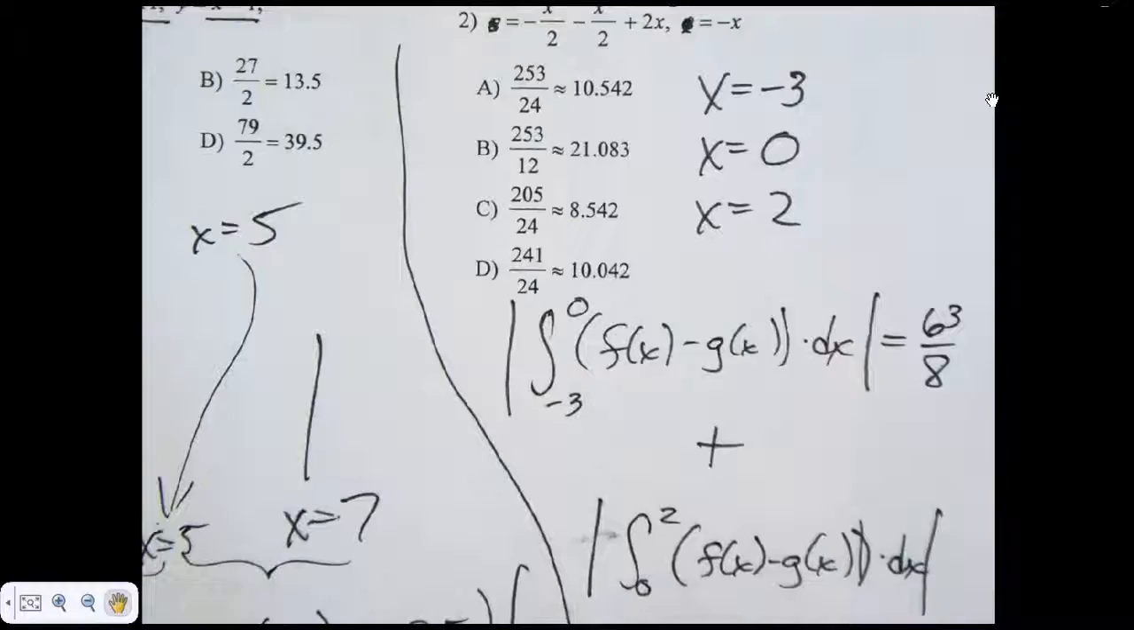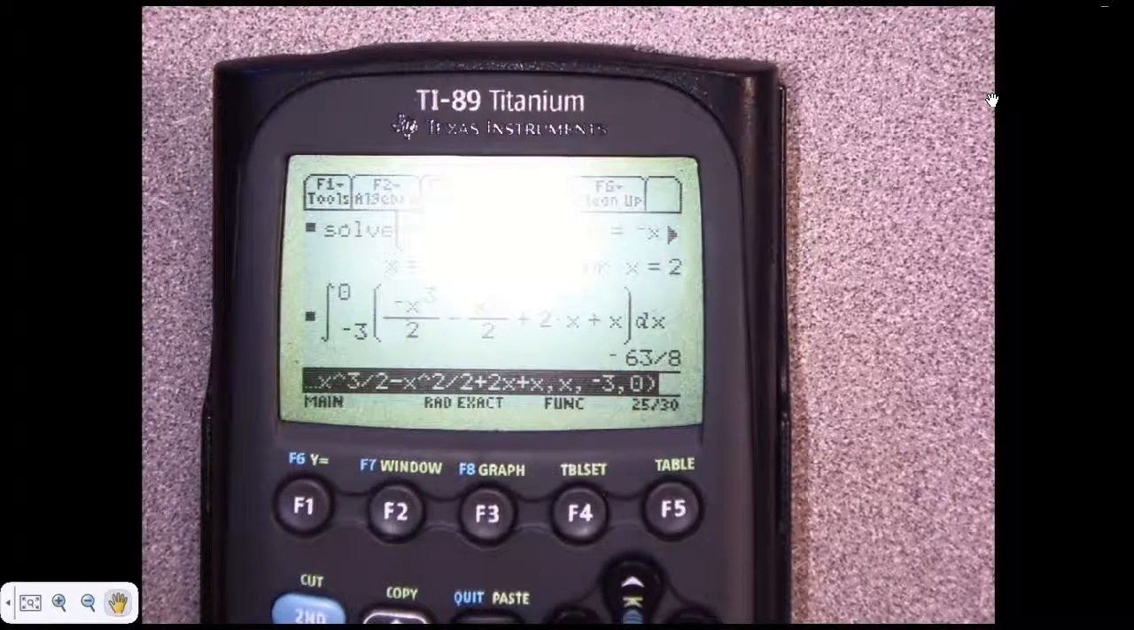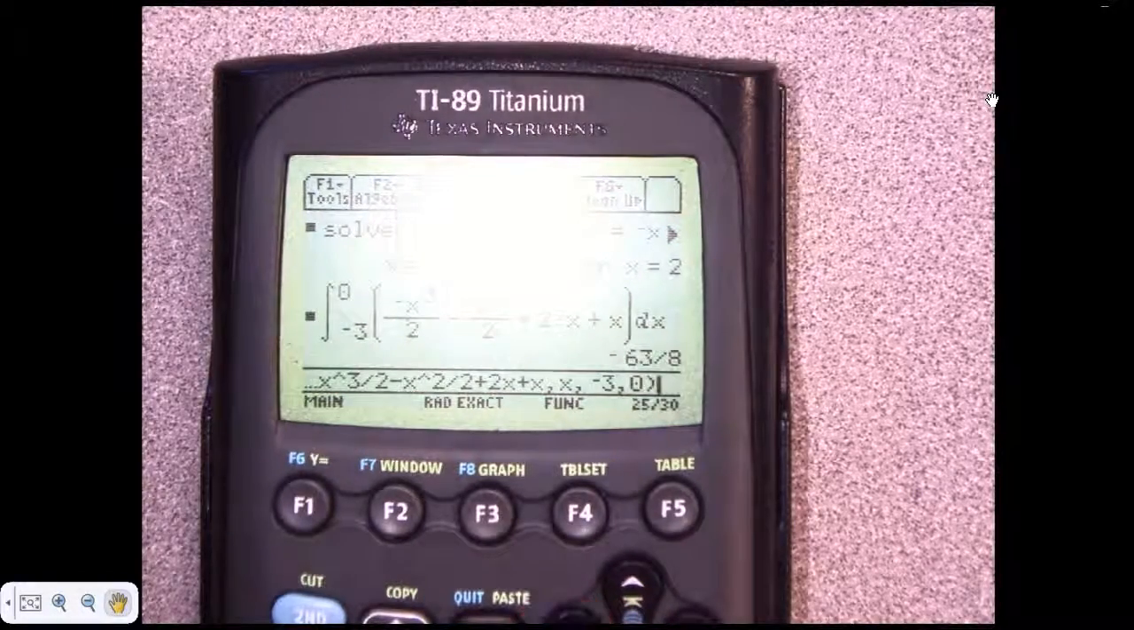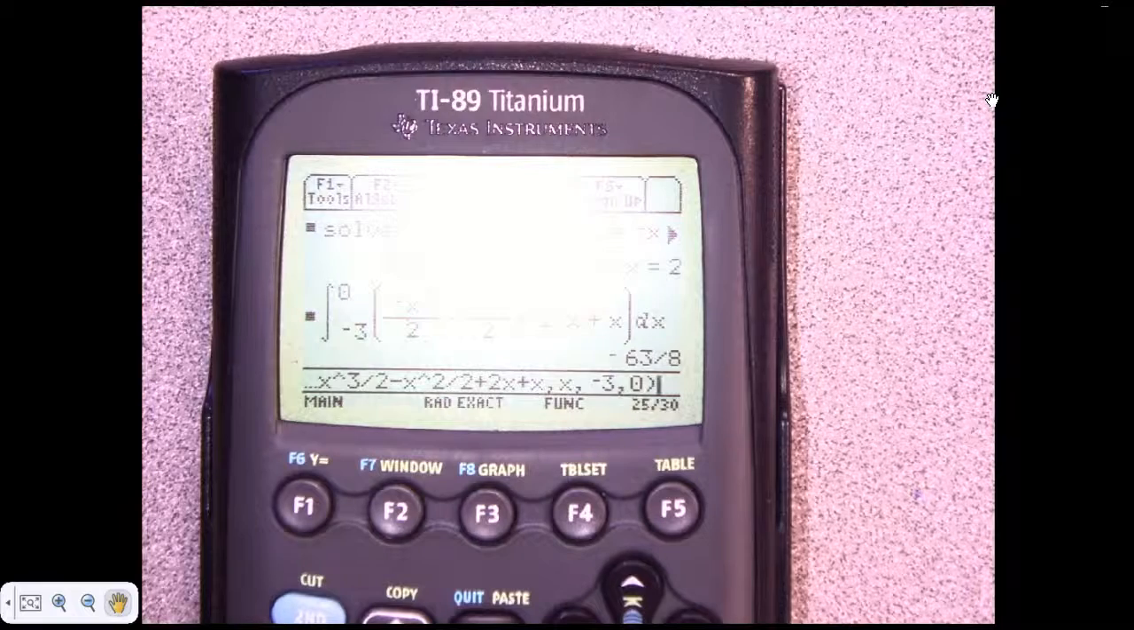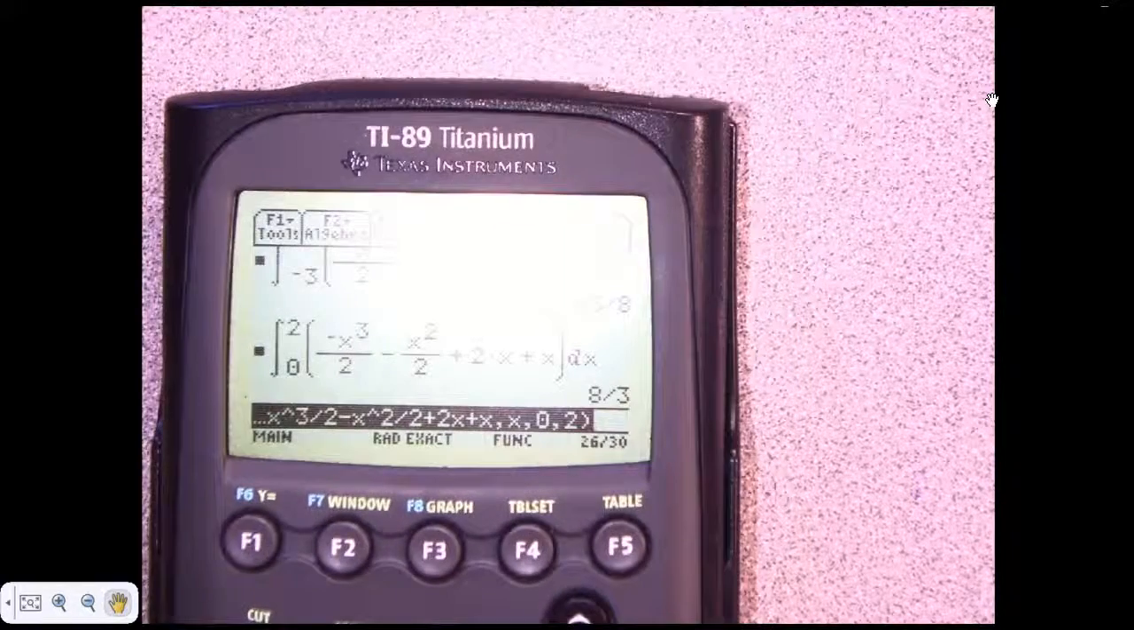And then again, make your life as easy as you can. So this is how it's typed in right now. I'm going to leave it, because I already have the first equation minus the second equation. I don't need to type all that in again. I'm just going to change the limits to 0 to 2. And then I don't have to type everything again, so that gives me 8 thirds.